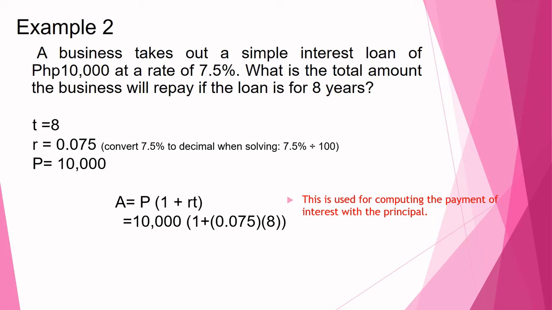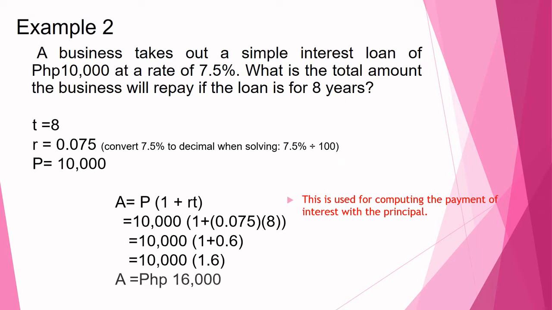So, according to PEMDAS, mag-una pa man ang multiplication sulod sa parentheses. So, atong i-multiply si 0.075 times 8. So, the answer is 0.6. Tapos, ato siyang i-add si 1 plus 0.6. So, that would be 10,000 times 1.6. And then, ato ding i-multiply. So, the answer is 16,000 pesos.